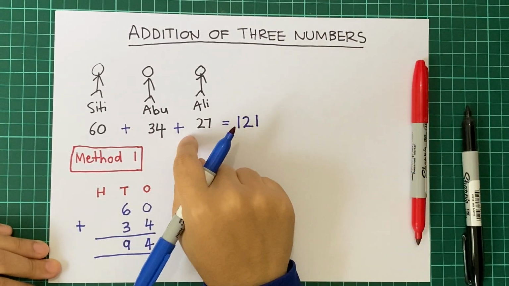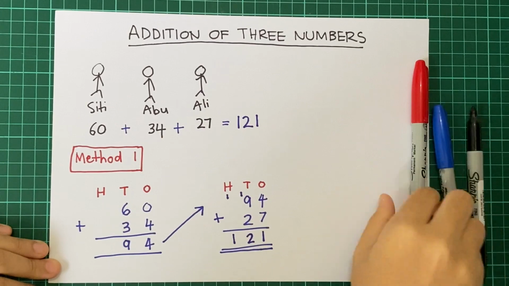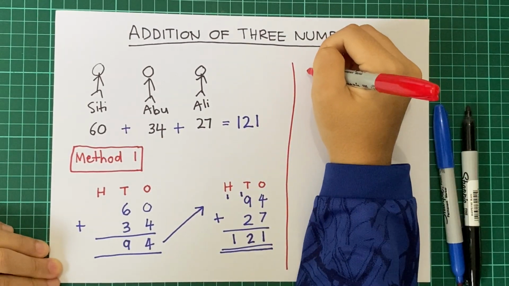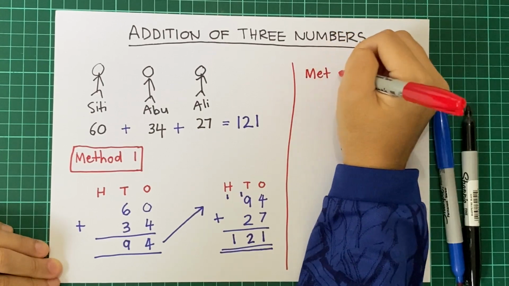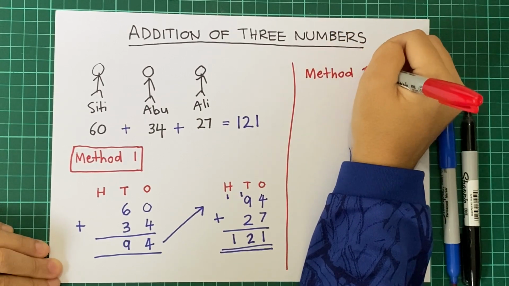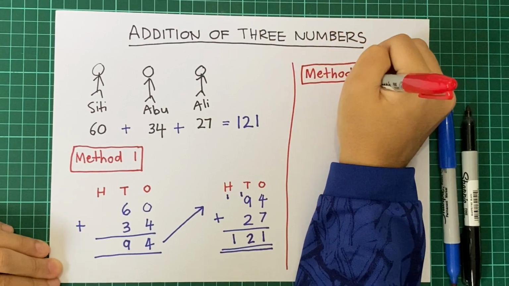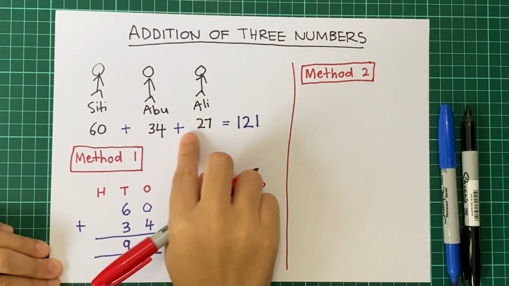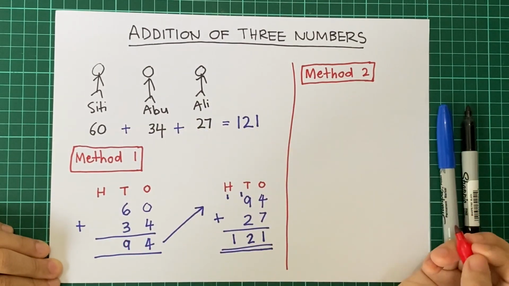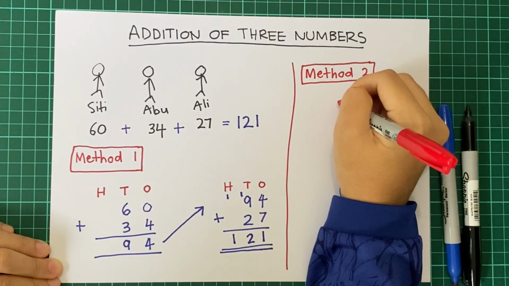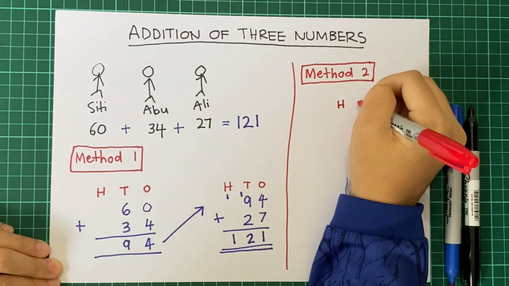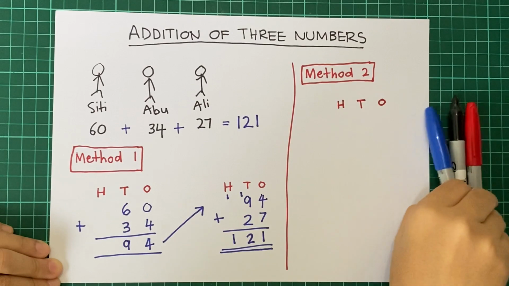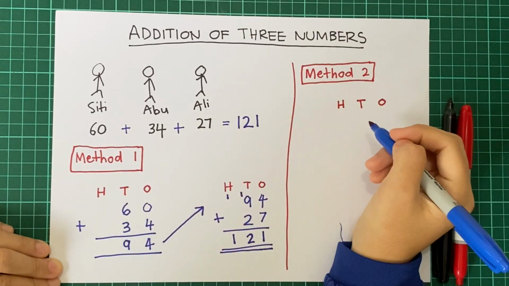Now, with the same question, I will show you the second method that we can use. We call it method 2. For this method, we need to add all the three numbers in a single standard written method. Write down the place value, hundreds, tens, and ones. And then, we write all the three numbers in one standard written method.